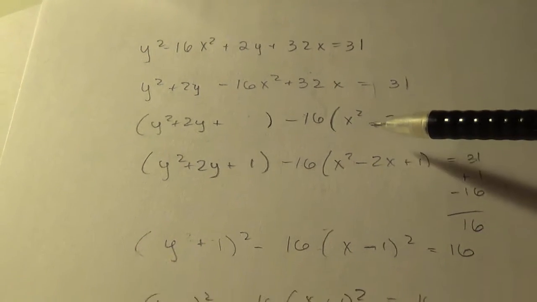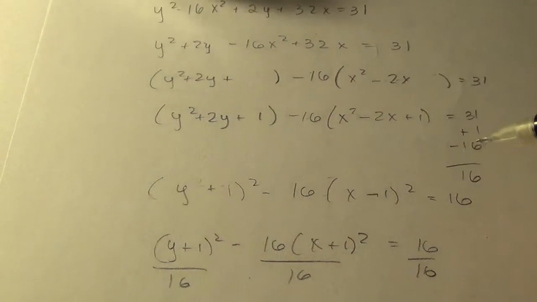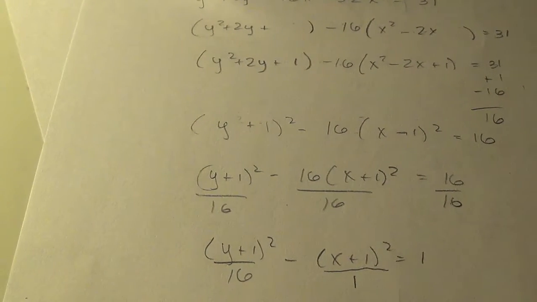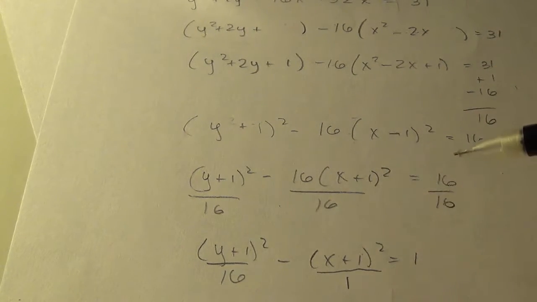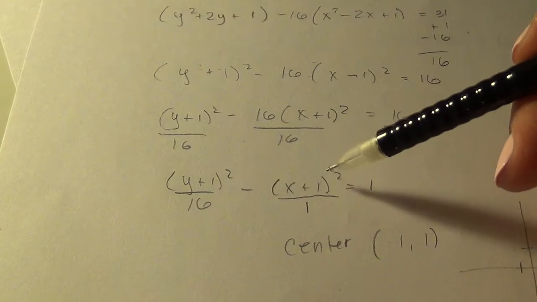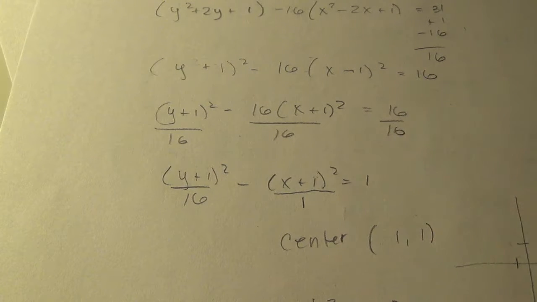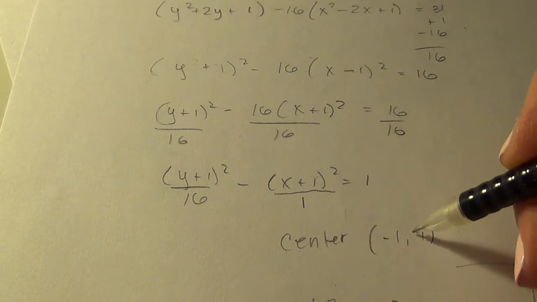Divide everything by 16. And we are almost ready here. So it simplifies to that. So this is like a 1 under here. We graph this by, well, first of all, we recognize the center is -1, -1. Oops, what is that? -1, -1. Okay, so the center is -1, -1.